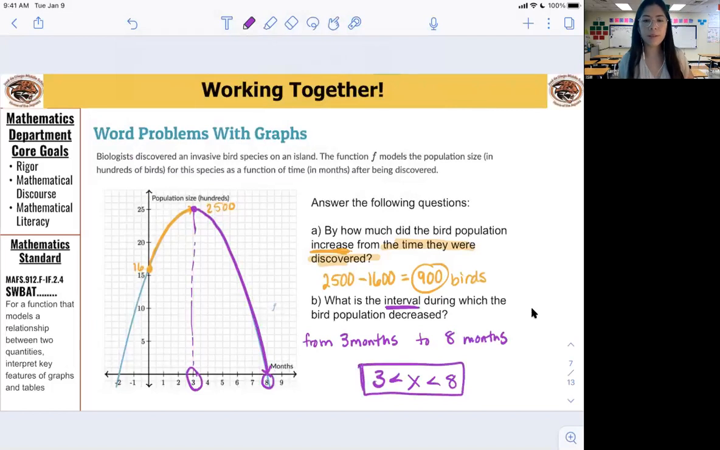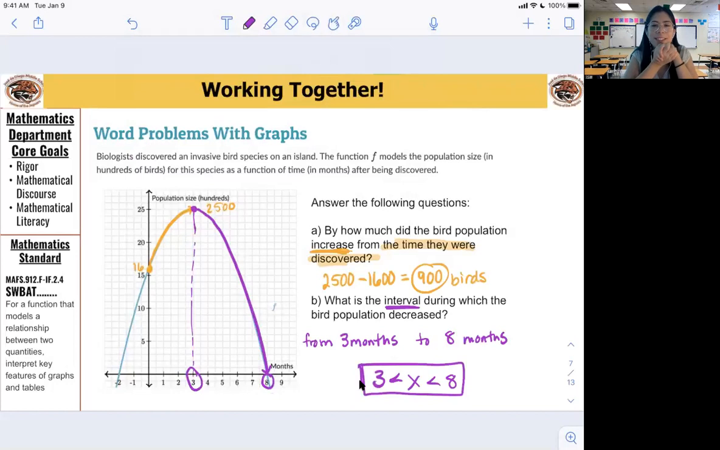I'm kind of confused about that because I thought we had to count all the way, so that's why I said 5 or 8. So okay, it's a total of 5 months, but the way you write an interval is you just tell me where does it start, where does it stop. So from 3 to 8, which equals 5 months.